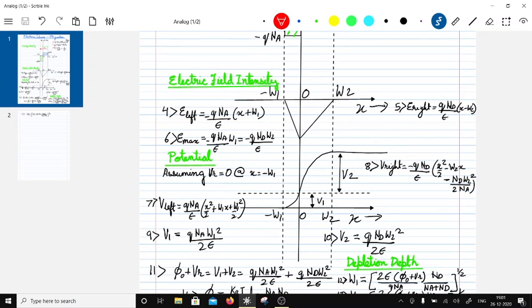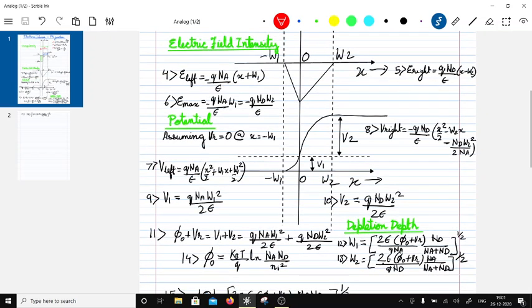So what it means is that the field intensity is the maximum at the metallurgical junction, right? And this is for an abrupt junction. For a graded junction, it is going to be even higher, right? Next, we integrate it once more, right? So here when we integrate it, we have d2V by dx2 equal to minus rho over epsilon.